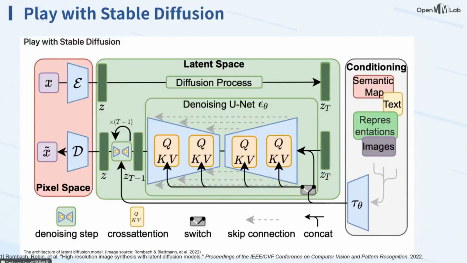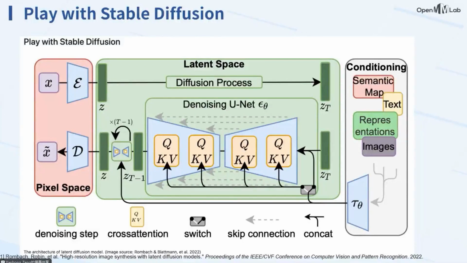Conditions such as semantic map, text, and image representations are encoded and input through the cross-attention module. And during inference, classifier-free guidance sampling mechanisms are used to generate samples based on a text condition.